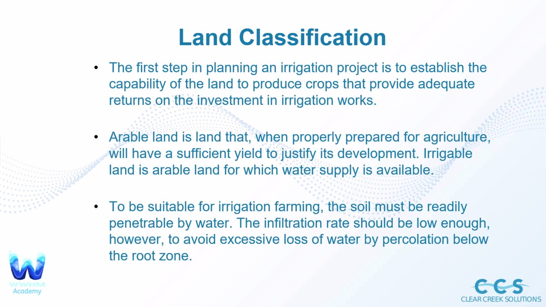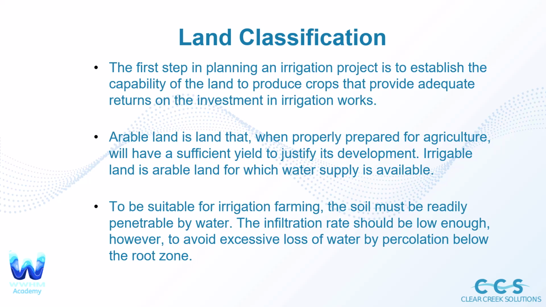So let's talk about land classification. The first step in planning an irrigation project is to establish the capability of the land to produce crops that provide adequate returns on the investment in irrigation works. Arable land is land that, when properly prepared for agriculture, will have a sufficient yield to justify its development. Irrigable land is arable land for which water supply is available.